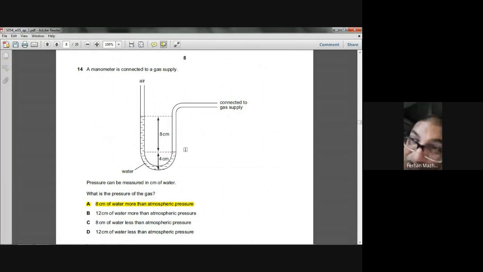It has pushed this water into that limb which has the atmosphere. So it means that this gas has more pressure. How much more? The difference of the level. That's 8 centimeter. So the gas has 8 centimeter more than the atmospheric pressure. The pressure of the gas is more. The pressure of the atmosphere is less in this case.